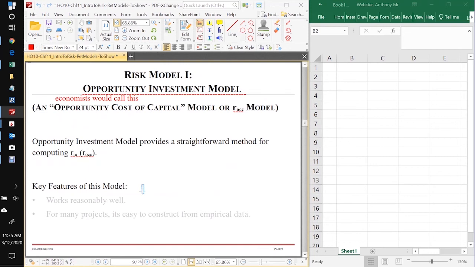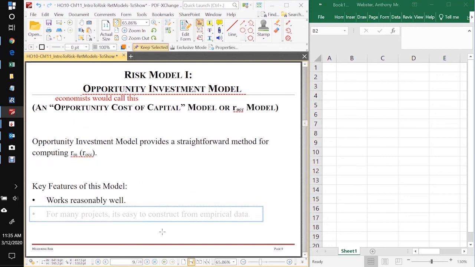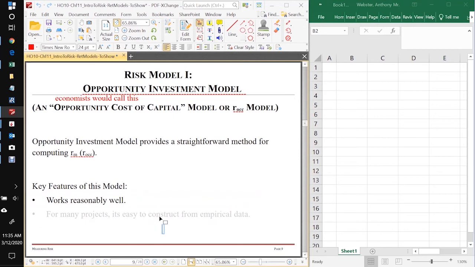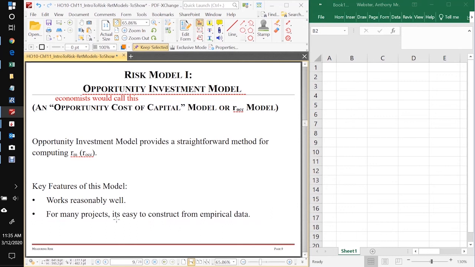The key great features of this model are, first of all, it works pretty well, which we'll see in a second. And secondly, also very important in the real world, for many projects, it's really easy to construct what we need to construct using empirical data. There are a lot of risk models out there that seem really elegant and super cool, but you just can't apply them using real-world data.